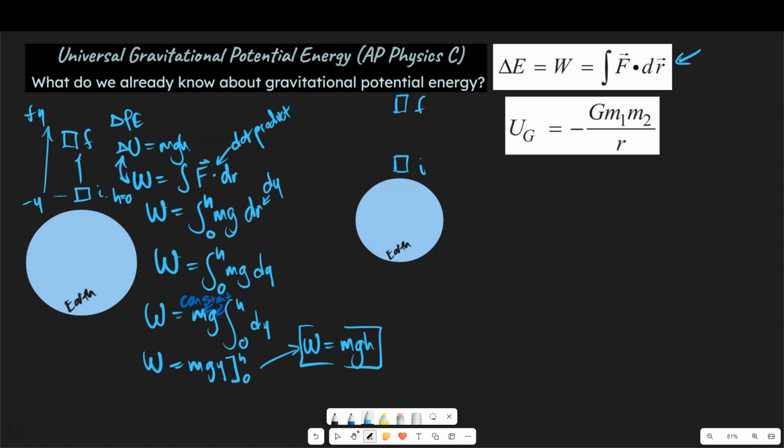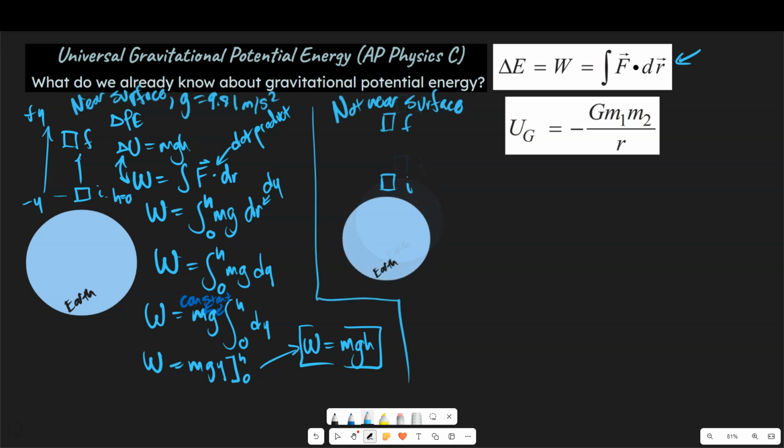We want to do this in a more universal way. And we happen to know Newton's universal law of gravitation. In other words, this distance in between here, we could call this r1, and we could call this distance r2. These two r values are going to be significant enough that the gravitational acceleration does not equal 9.81 meters per second squared.